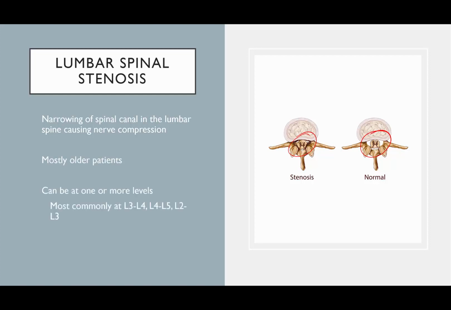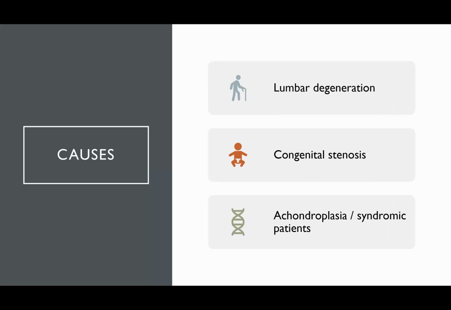So this is something we see mostly in older patients. It can be at one level or multiple levels. Like we talked about before, you can also get this in the cervical spine. And radiographically, this is a very common phenomenon. And that can happen from lumbar degeneration. You can have congenital stenosis. This is something we're not going to talk about too much, but it can predispose somebody to having a little bit more likelihood of nerve root injury. And some syndromic conditions can cause this as well.